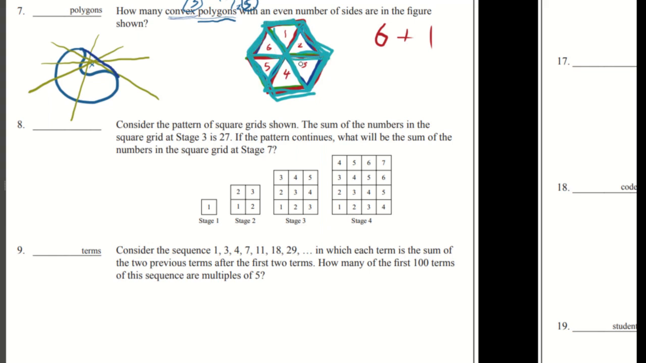Okay, so we've got another 6 convex polygons with an even number of sides. Those are trapezoids. Are there any other shapes you could make that are convex that have 4 sides from this? No, I don't think so.